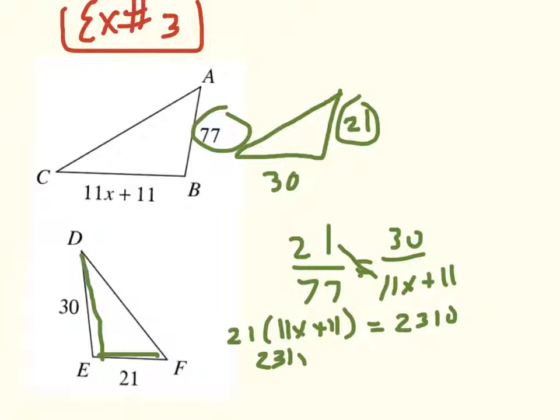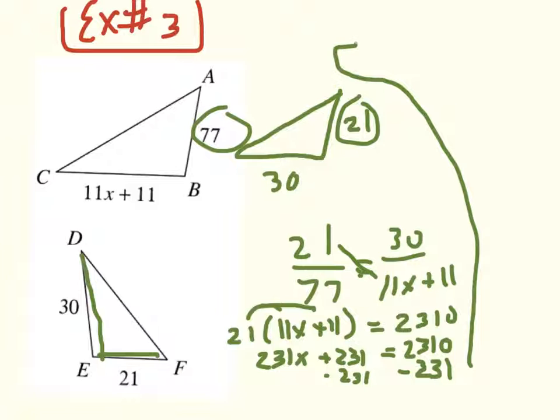Now there's an x there. And then don't forget the 21 also goes into the other 11, so 231x plus 231 equals 2310. I subtract 231 from both sides. And I go 2310 minus 231, and I get 2079. I'm going to go way up here now. 2079 equals, this cancels, 231x. And divide the 2079 by 231, and I get 9.